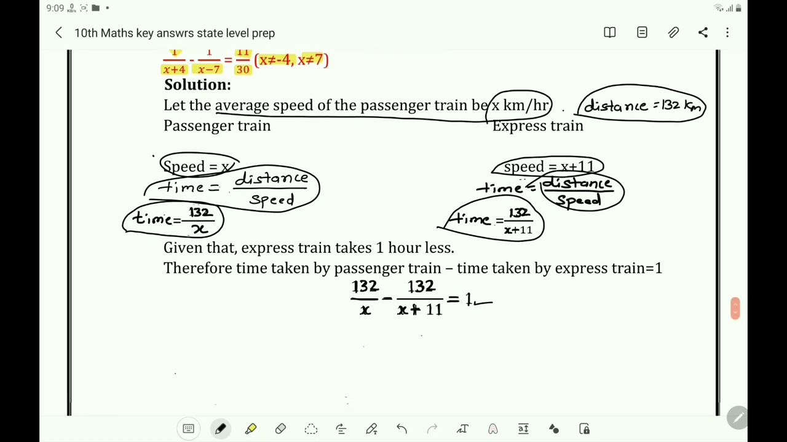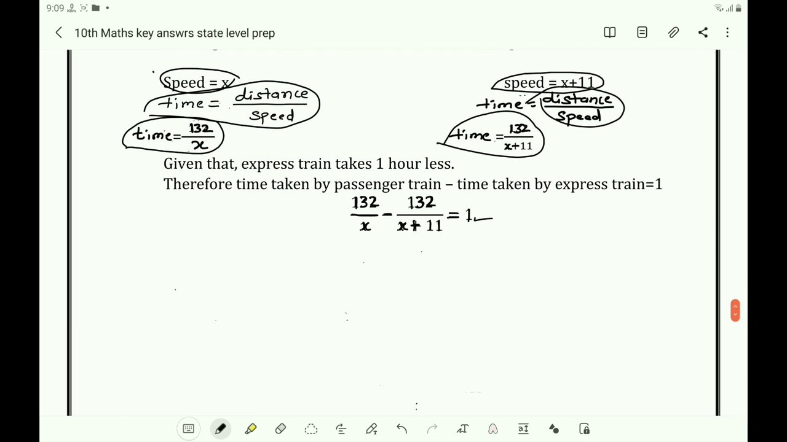Now, you convert this to the form of ax square plus bx plus c equals 0 and solve for x. Here, the denominators are x and x plus 11. Take the LCM. What is the LCM of x and x plus 11? The LCM is x into x plus 11. Now, 132 into x plus 11 minus 132 into x, because the LCM is the product of these two.